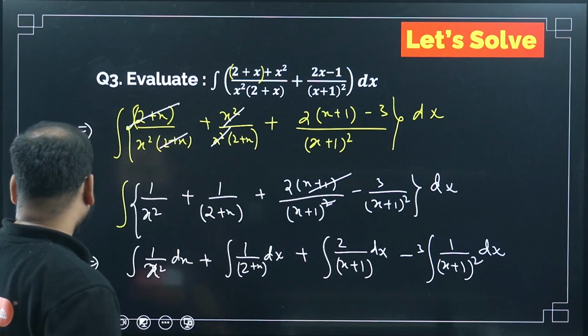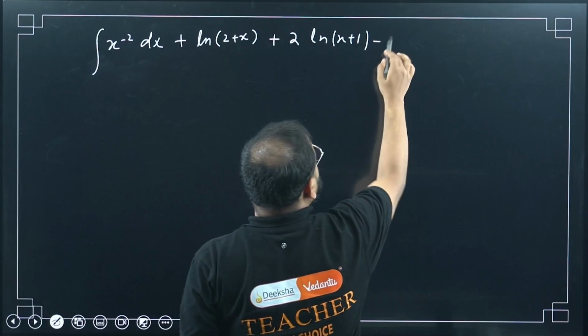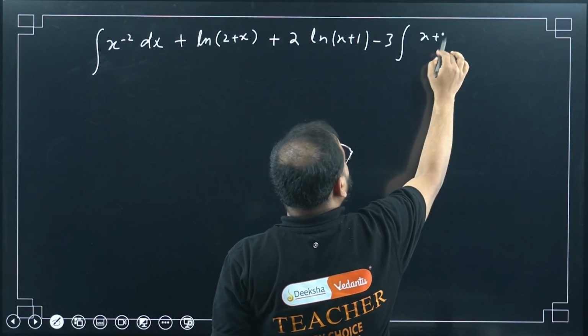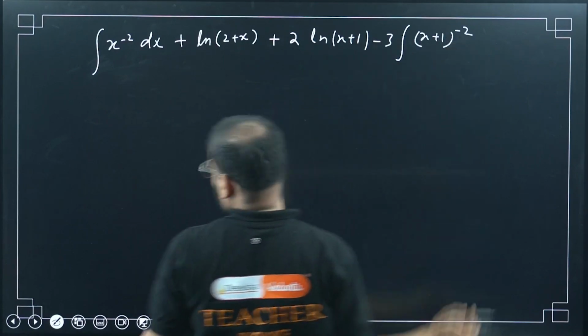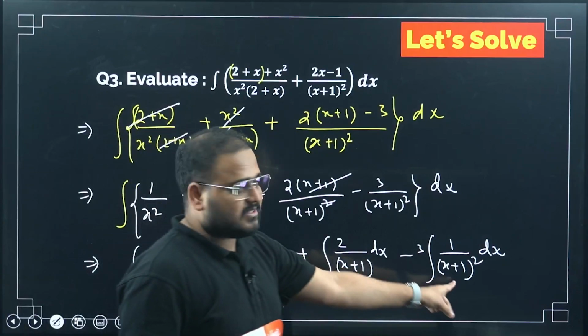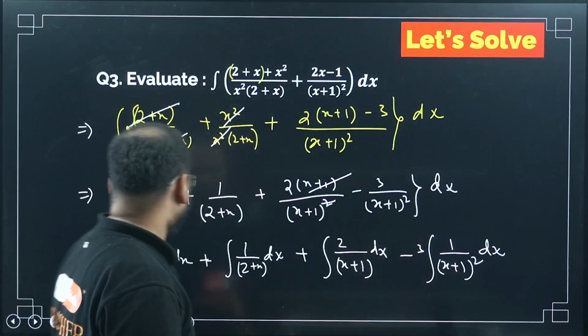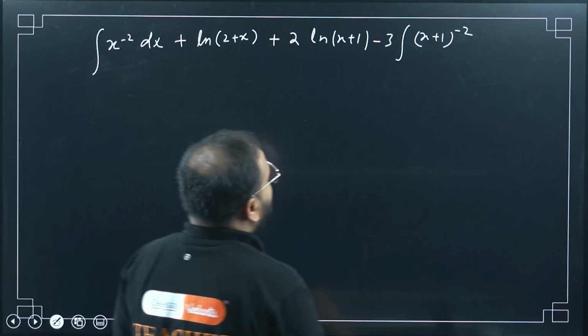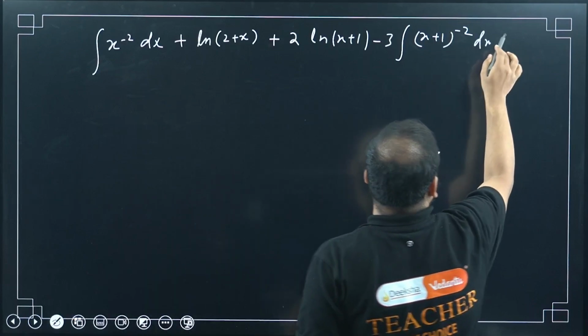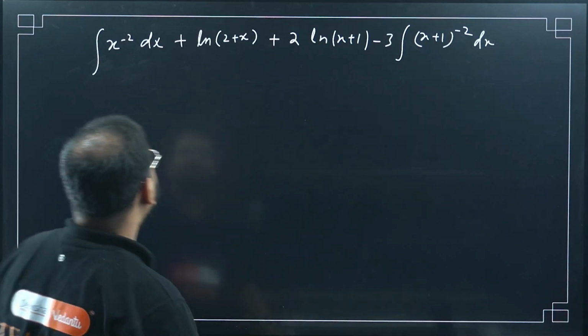And what about the last one? I can rewrite this as minus 3 integration of (x + 1) the whole square. But what type of whole square? Its denominator is there, right? So I have to write it as power minus 2, power minus 2 integration with dx. Let's see here.